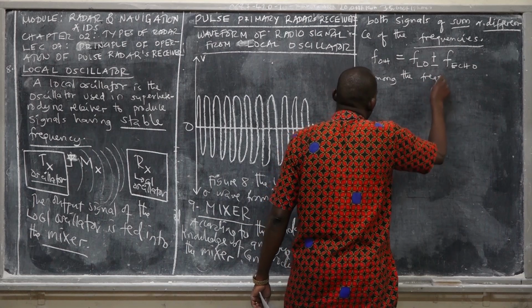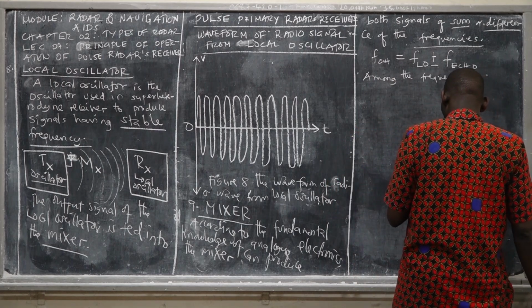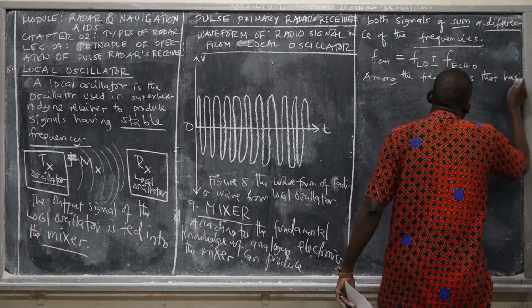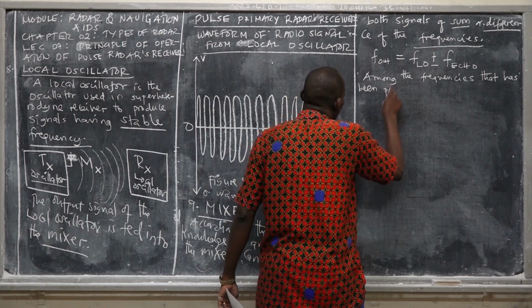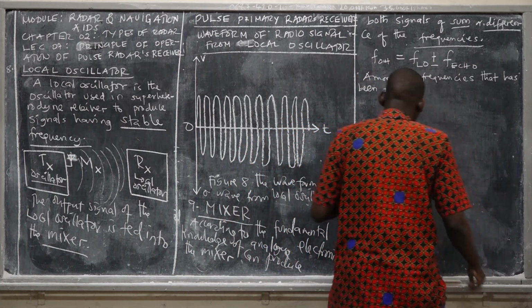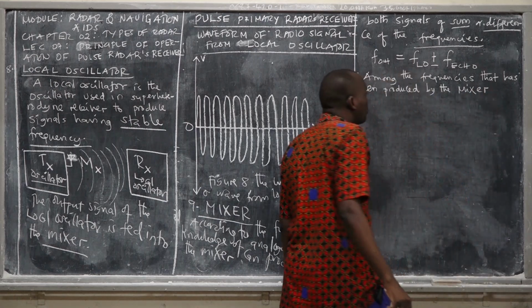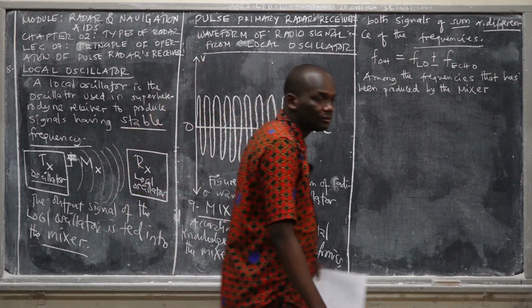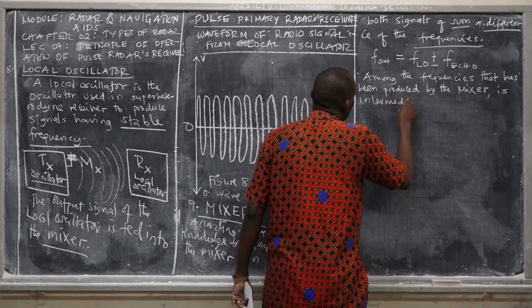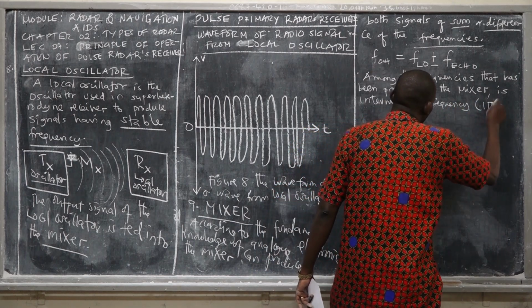Among the frequencies that have been produced by the mixer is the intermediate frequency. Intermediate frequency, in short, you call IF.